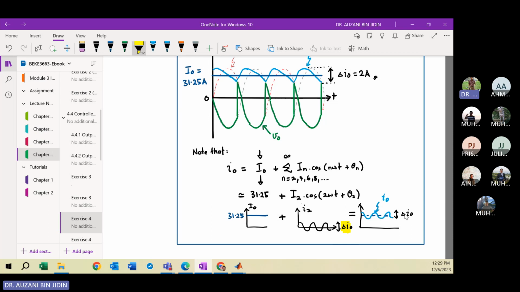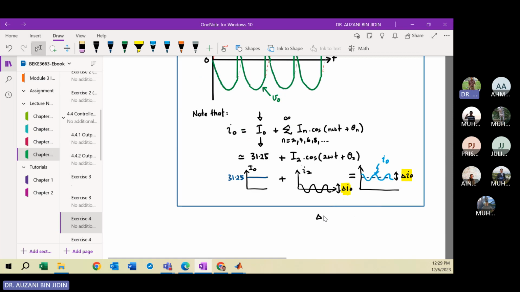The current ripple for I2 is the same as the output current ripple. The design requirement is that the change of IO, the required IO, is 2 ampere. So based on this waveform, you can get the peak of I2 current. I2 is peak to peak, minimum to maximum. But for the amplitude I2, the value will be the change of IO divided by 2. Right? So you get 1 ampere.